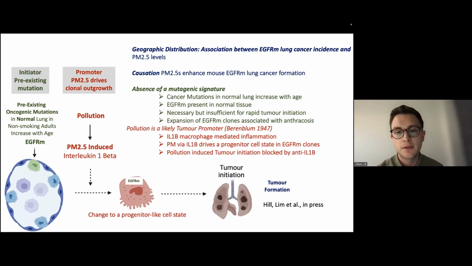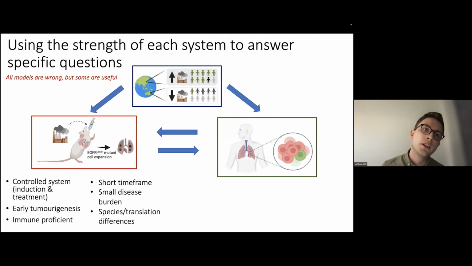environmental factors work. I think it shows quite nicely that we've tried to incorporate these multiple different models, using the mouse really to its strengths, where it offers a controlled system for when we induce the oncogene, when we treat it with particulate matter or other factors. It allows us to robustly study early tumorigenesis in an immune proficient model, but it has a number of weaknesses.